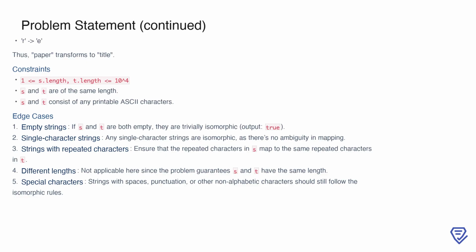Finally, let's touch on some constraints and edge cases. The lengths of S and T are guaranteed to be between 1 and 10 to the power of 4, and they will always have the same length. Both strings consist of any printable ASCII characters, including letters, numbers, spaces, and symbols. For edge cases, empty strings are trivially isomorphic, and single character strings are also always isomorphic. It's important to carefully handle cases with repeated characters to ensure consistency. With these rules in mind, we are now equipped to solve the problem efficiently.